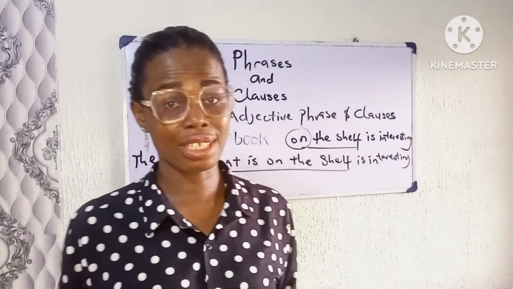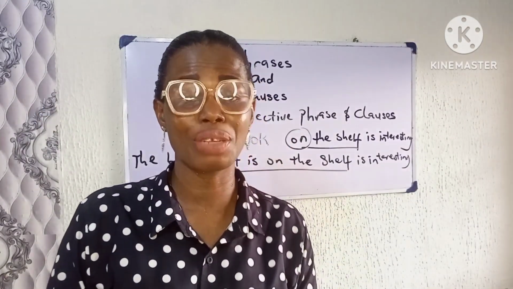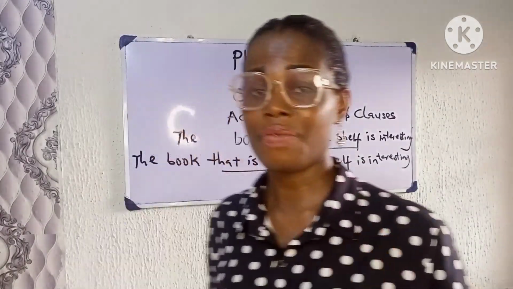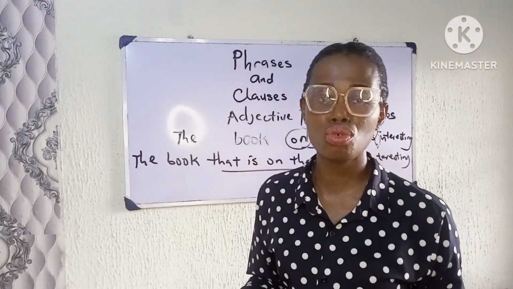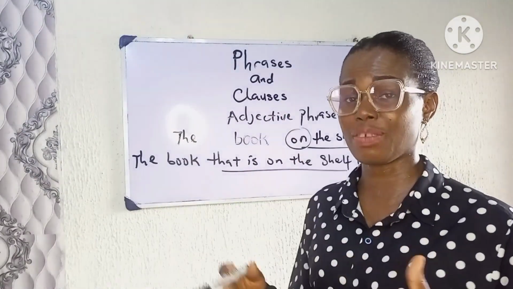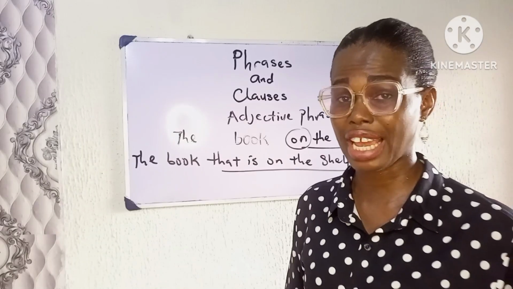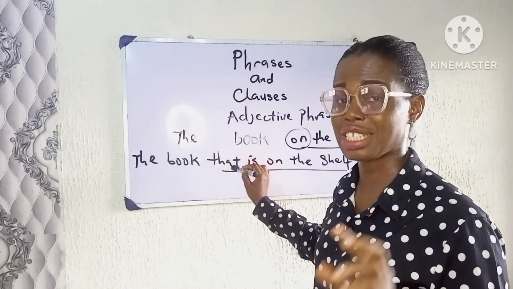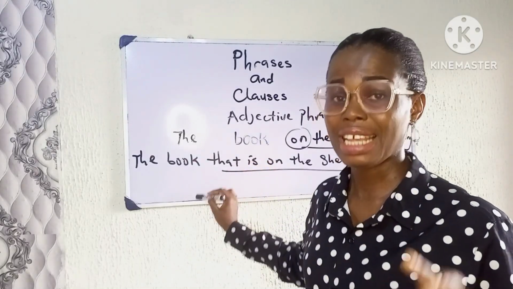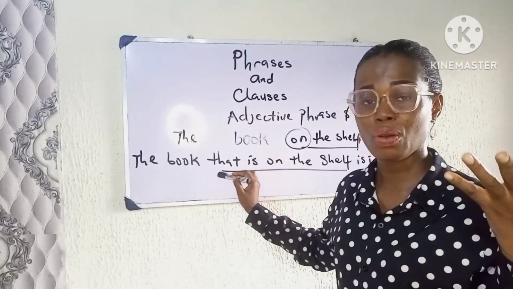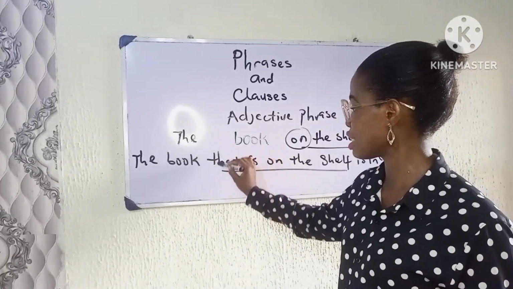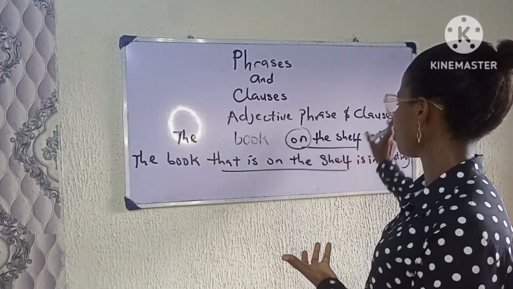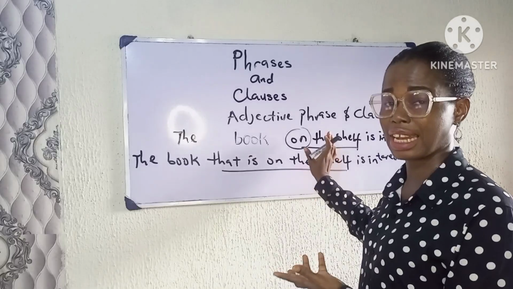Now adjective clauses are also called relative clauses because they usually begin with relative pronouns. They usually begin with relative pronouns like that, who, whose, whom, which. These are relative pronouns that usually begin relative clauses. I hope you're noting this down. Adjective phrases usually begin with prepositions. Adjective clauses usually begin with relative pronouns. So this is an adjective phrase and this is an adjective clause.